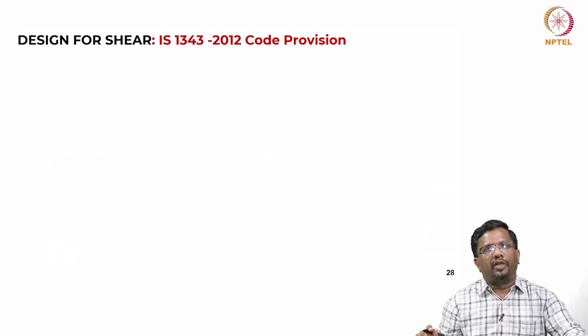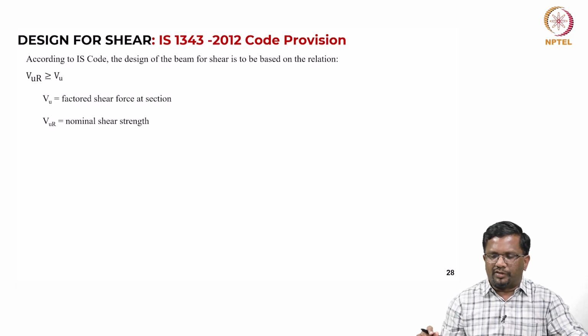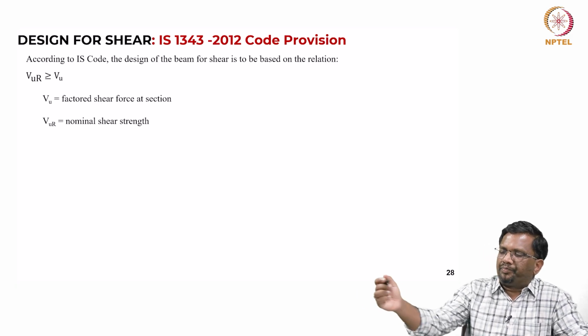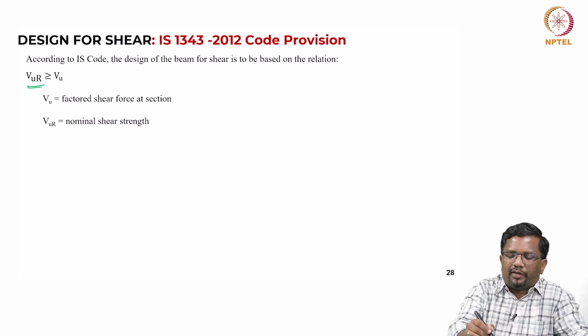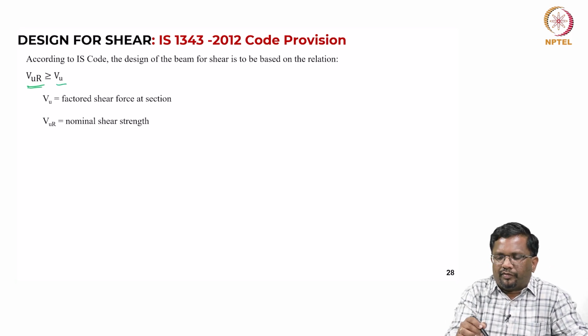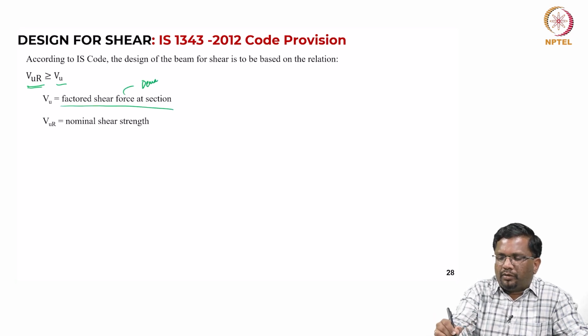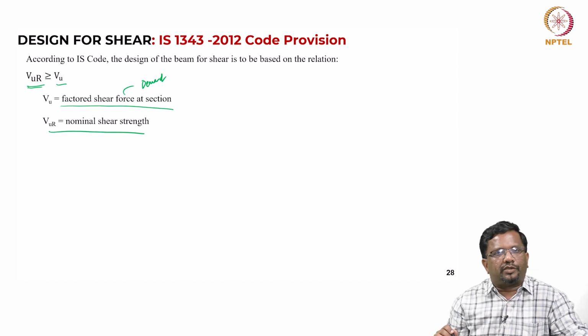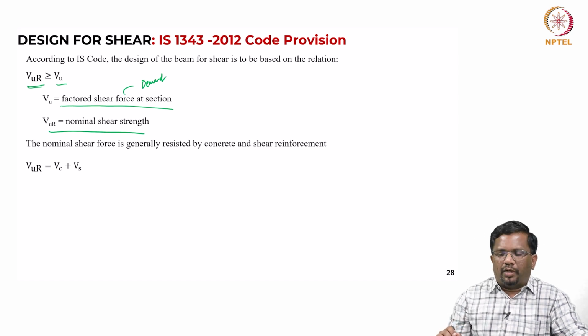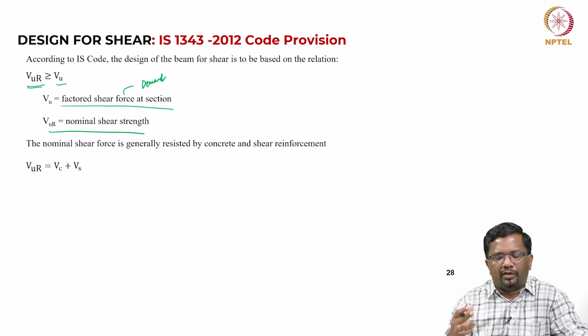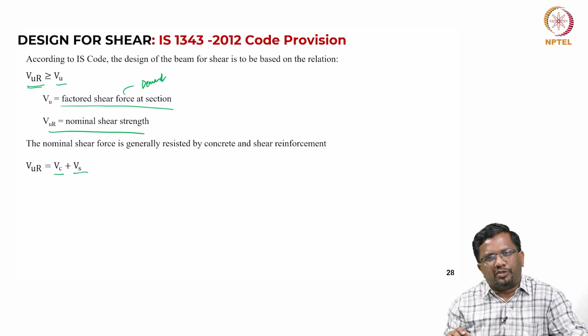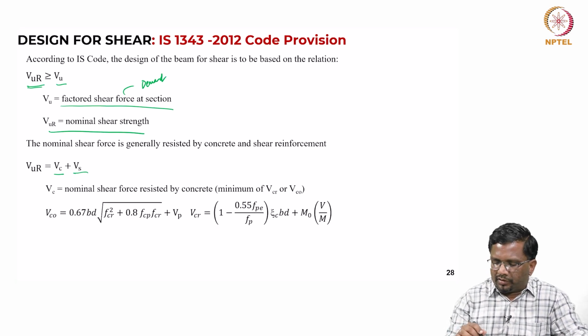Okay. Now, let us look at how the IS 1343 code provisions exist, and we know that the ultimate shear resistance should always be greater than the shear demand. So, this is the factored shear force at the cross section, and this is your demand, and this is your nominal shear strength, right. And the nominal shear strength comes from two contributions. One is the concrete contribution in shear resistance, that is Vc, and the stirrup contribution in shear resistance, that is Vs.